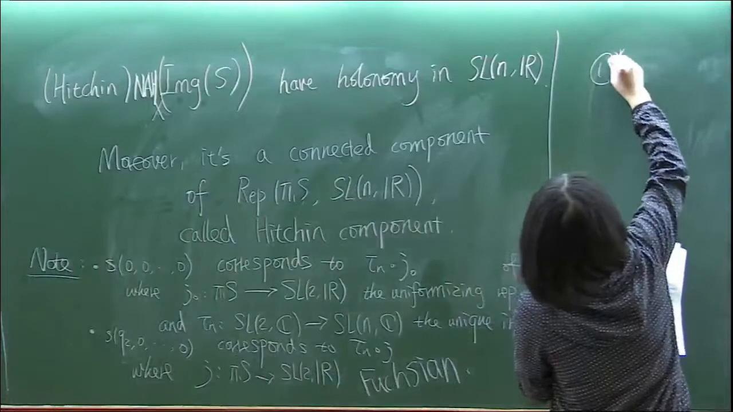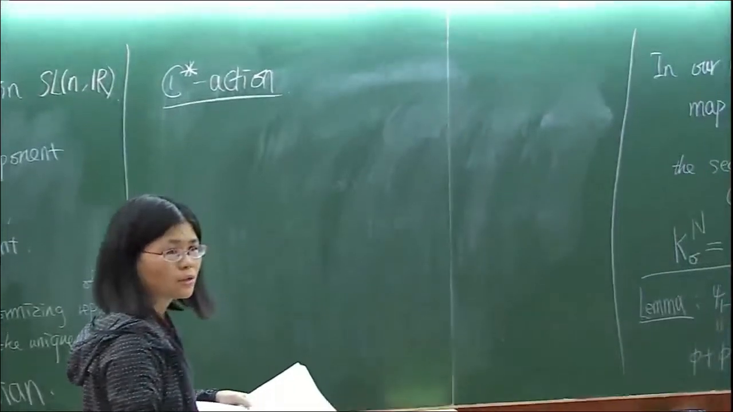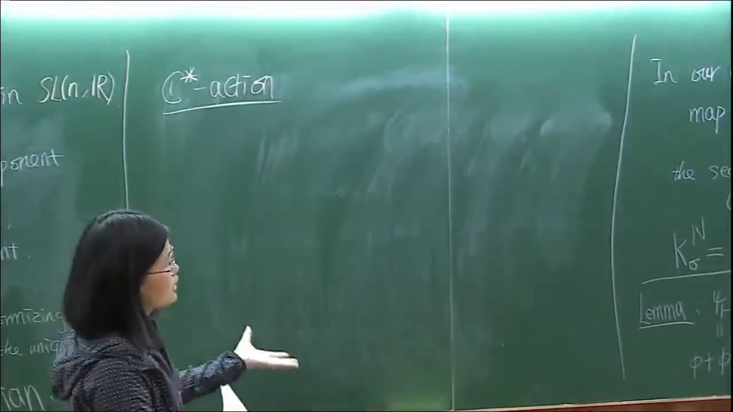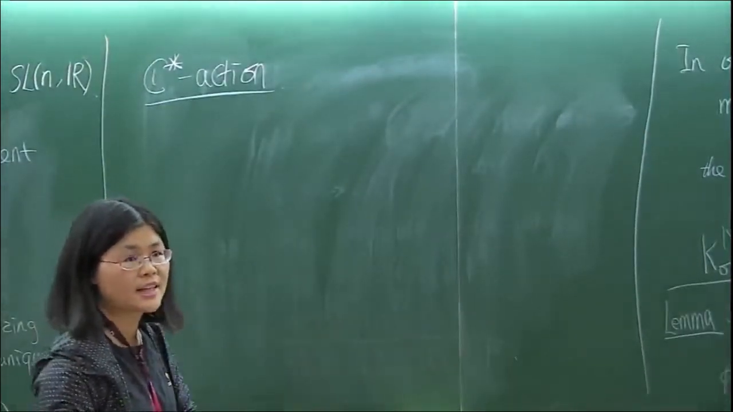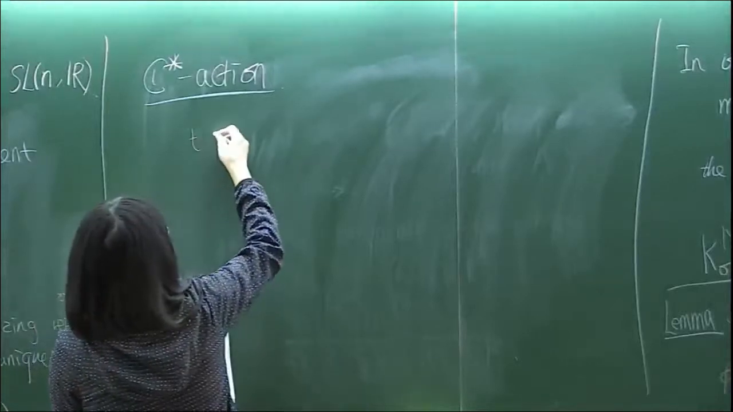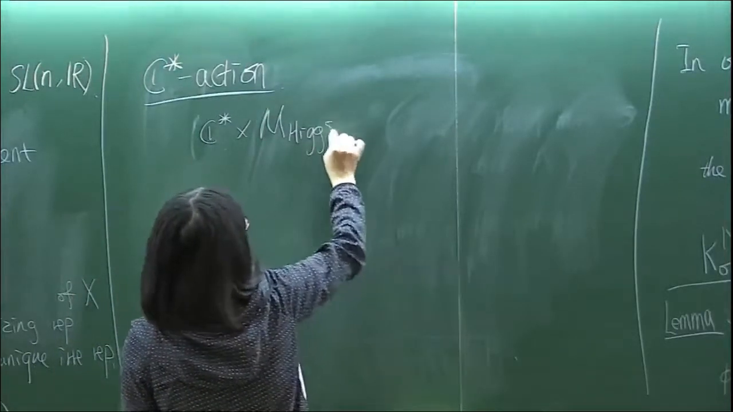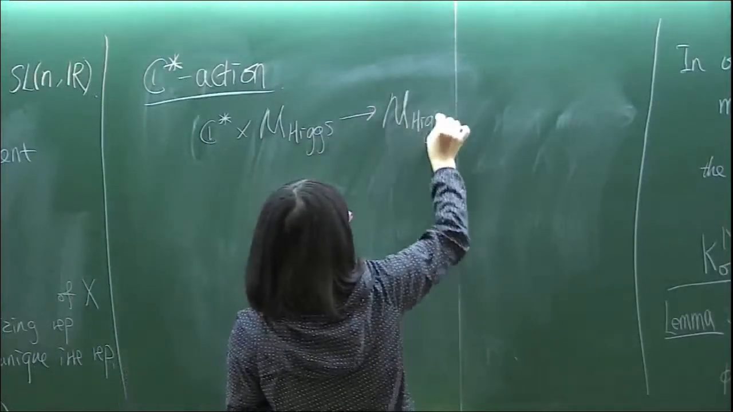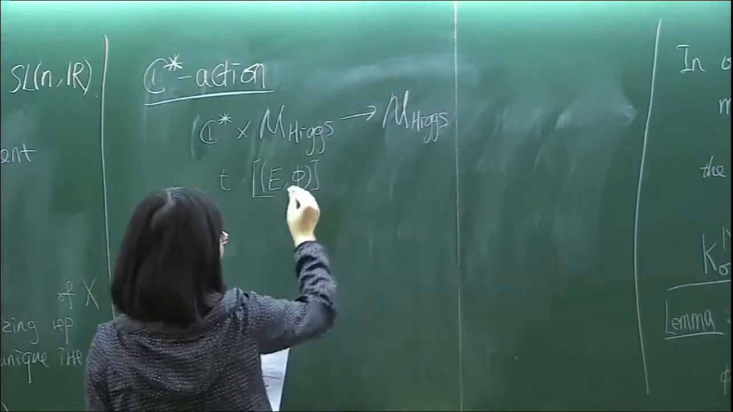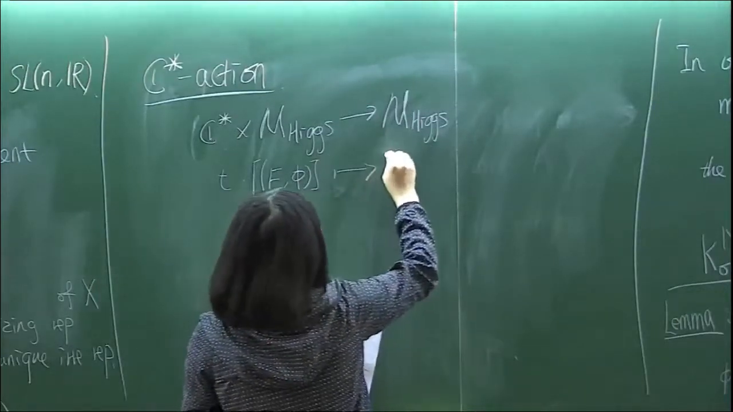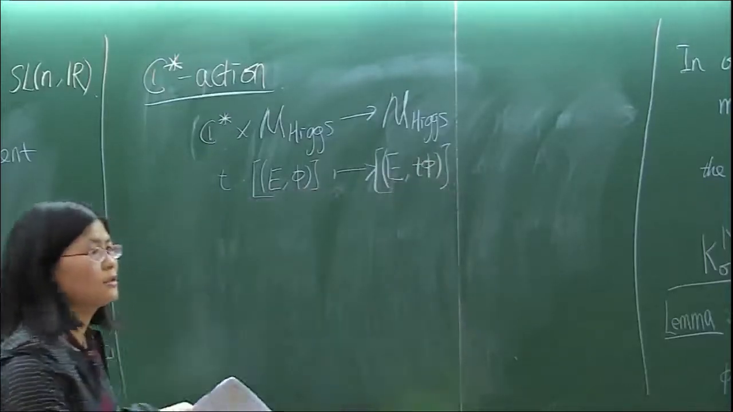The last thing is there is a natural C-star action on the moduli space of Higgs bundles, which is quite unique to the Higgs bundle side, because you don't see it on the representation side. So for t, t times (E, phi), taking the gauge equivalence class, is just (E, t phi). Very simple.